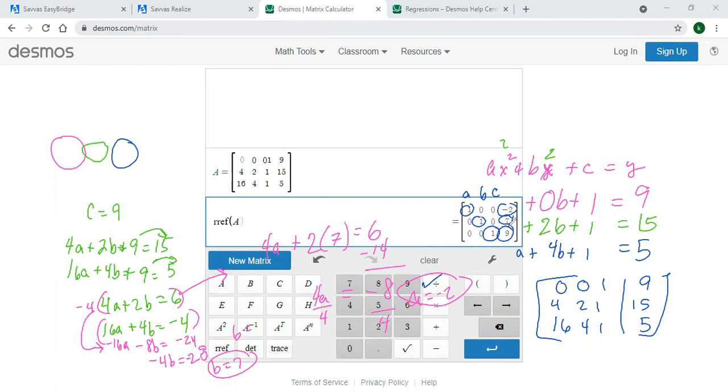So that's how you can do it with the matrices if you like that method. And sometimes you need it also when they don't tell you, just like the C was going to be 9.